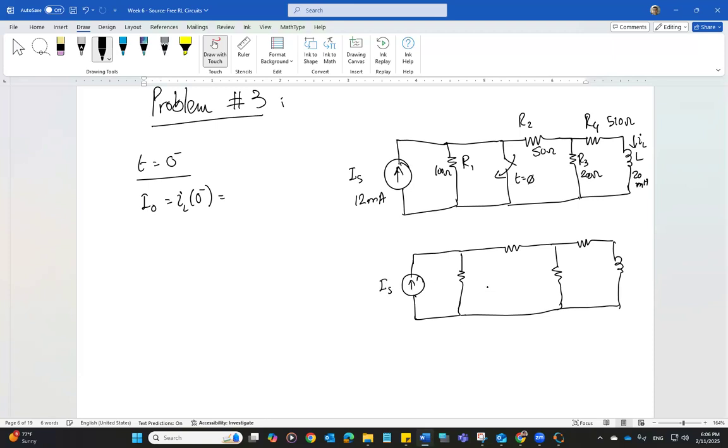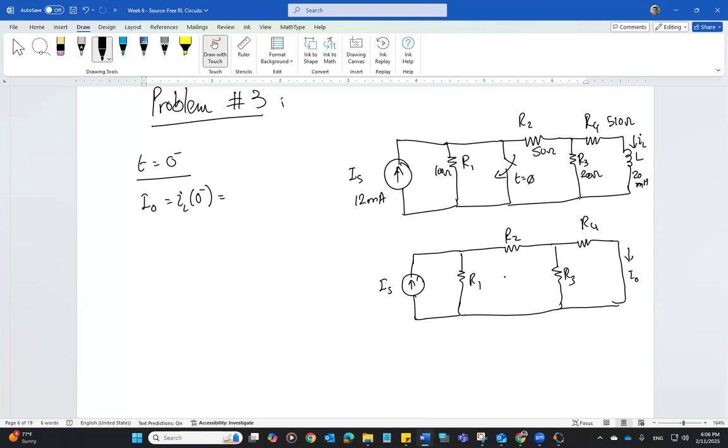IS and R1, R2, R3, R4, and I should not draw the inductor. It's a short circuit. I'll just replace it with a short circuit right here. So we are trying to figure out this current I naught. Okay, so let's see. I naught, of course, is passing through R4.